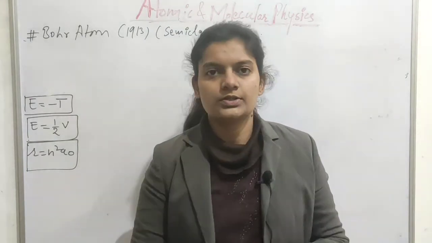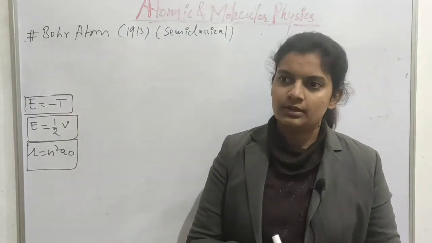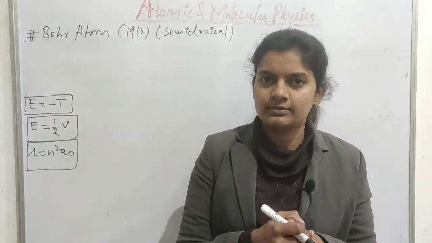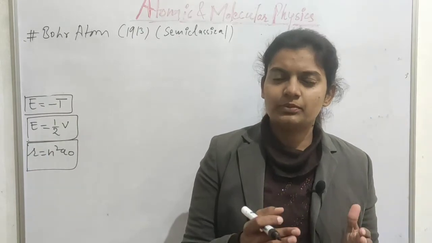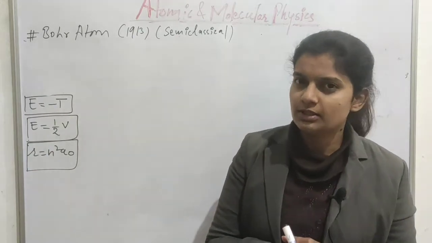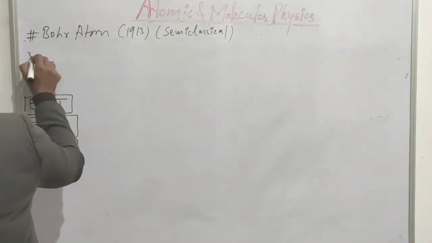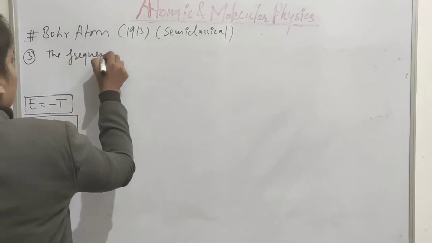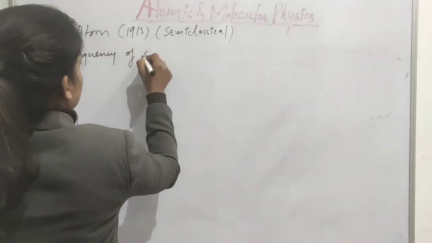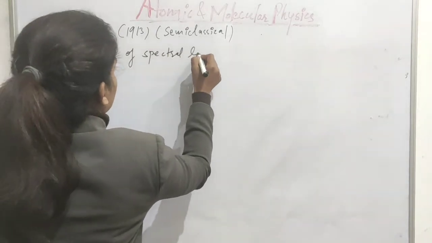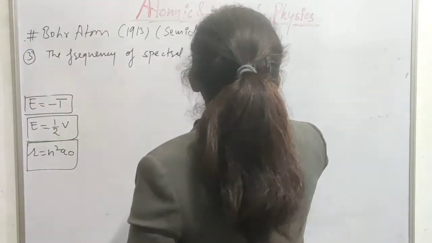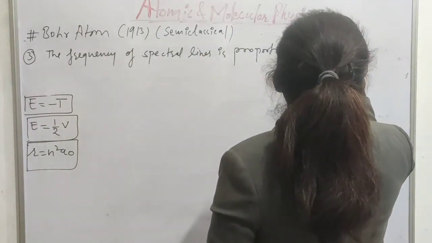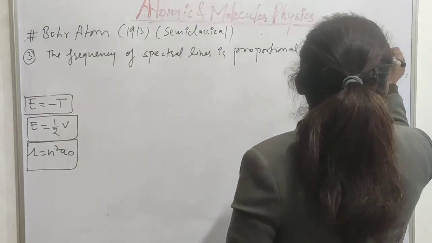Bohr's third postulate was about the frequency of spectral lines. He said that the frequency of spectral lines is proportional to the energy difference between the terms. So this was Bohr's third postulate. It was about the frequency or wavelength.